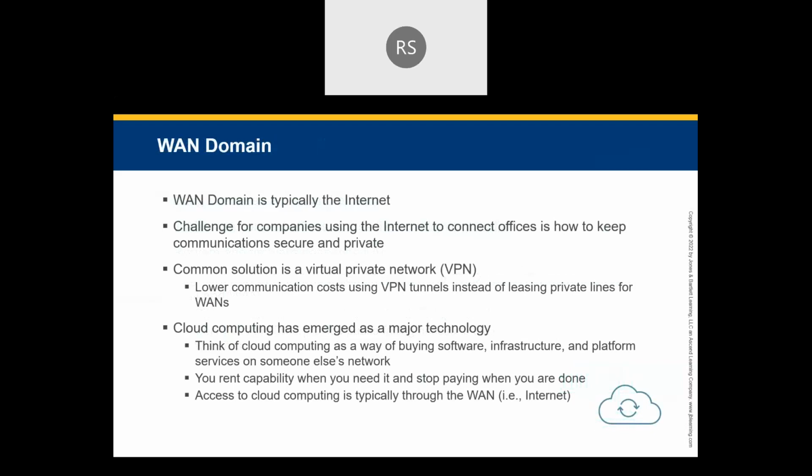So, to address security concerns associated with using the internet for WAN connectivity, a lot of organizations have adopted a virtual private network, a VPN, that creates an encrypted tunnel over the internet. So, it allows for secure communications between remote locations. So, by leveraging VPN technology, organizations can establish that private and protected connection within the public internet infrastructure.